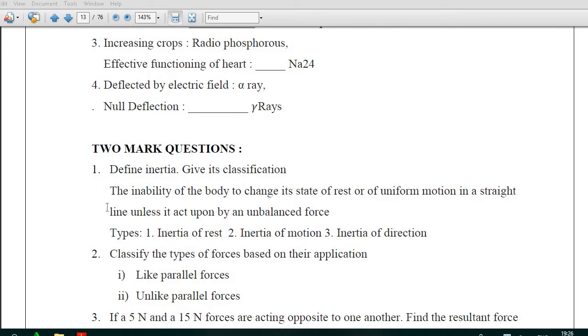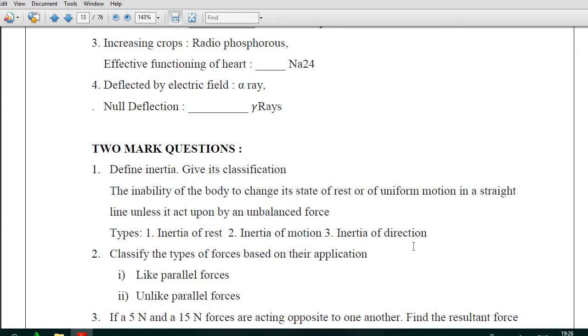That is the inability of a body to change its state of rest or of uniform motion in a straight line unless it is acted upon by an unbalanced force. The types of inertia are inertia of rest, inertia of motion, inertia of direction.